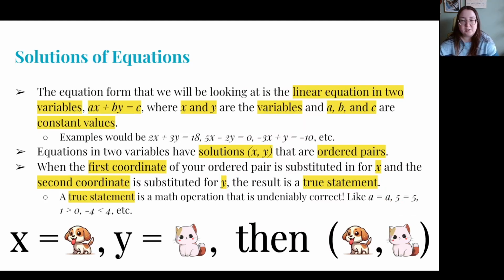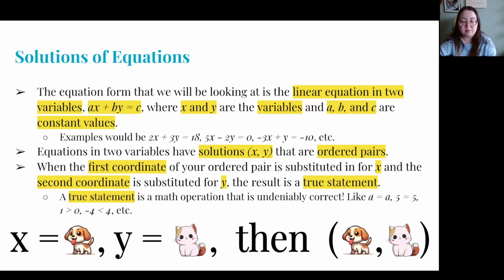So now talking about solutions of equations. The equation form that we will be looking at is the linear equation in two variables, ax plus by equals c, where x and y are both variables, and a, b, and c are all constant values. They're also called coefficients. A is a coefficient of x, and b is a coefficient of y, and c is a constant value.